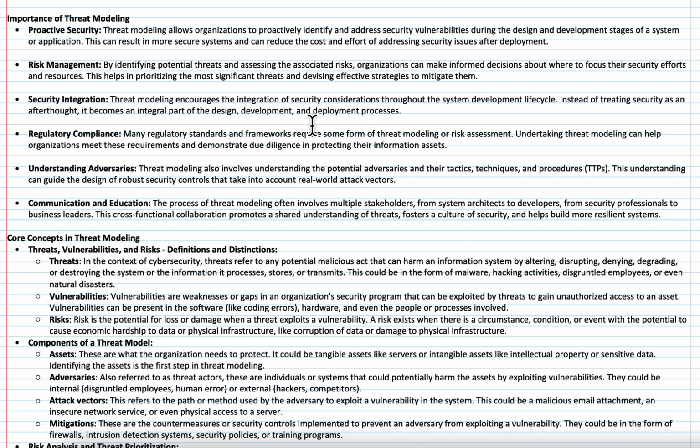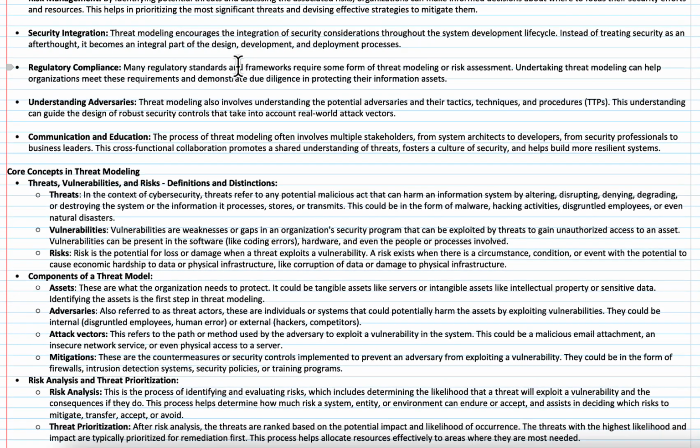Communication and education: the process of modeling will also involve multiple stakeholders, from architects to developers. So it's important that you have a way to educate and train people, from security professionals also to business leaders. And that's another factor that you will deal with a lot, which is communication. As a security professional, you will constantly be talking to business leaders about the threats and then what you can do to make your systems more resilient.